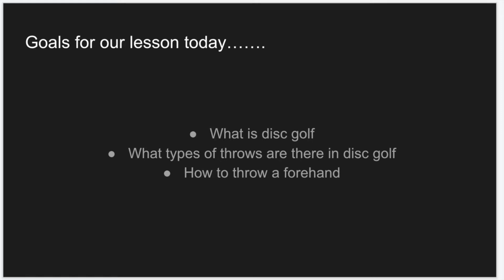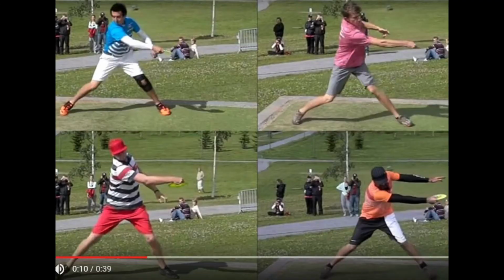Now let's talk a little bit more about what types of throws there are in disc golf. Now, there are several types, but for today, we're really going to focus on a backhand, and we are teaching the forehand. So what you see here in this picture is several examples of what a right-hand backhand looks like. I just wanted to show an example of it so you can get an idea of what it looks like to throw a backhand.